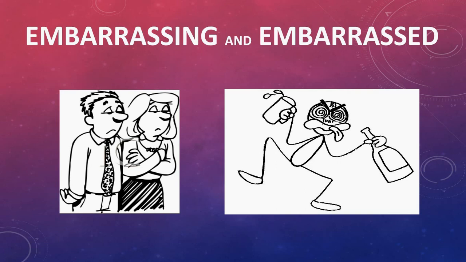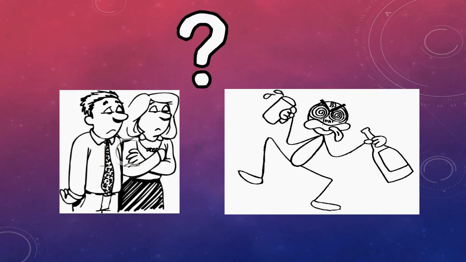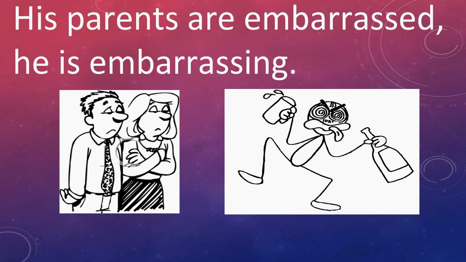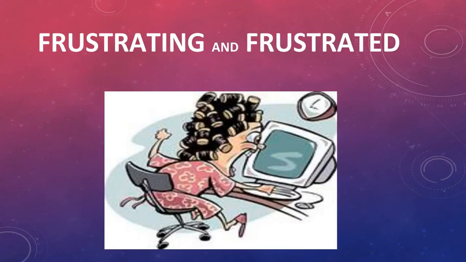So we have some more examples for you to practice. Embarrassing and embarrassed. What sentence could we use that has both of these words? Think carefully. Yes, his parents are embarrassed. They feel embarrassed, and he is embarrassing. So look at his terrible behavior. It makes his parents embarrassed. His behavior, the way he acts, it is embarrassing.